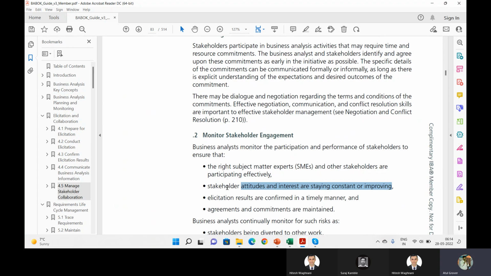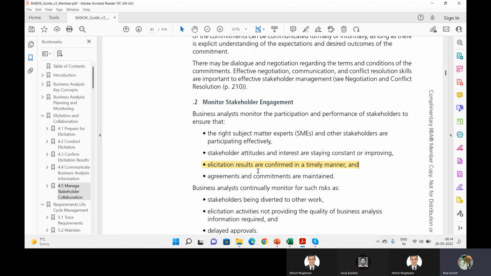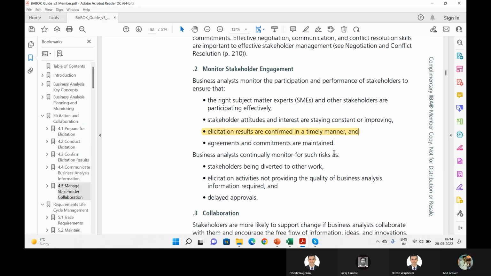The biggest benefit of this particular thing is that allocation results are confirmed in a timely manner. And finally, agreements and commitments can be maintained. And what highlights if it is diverted from the work? Allocation activity is not providing the quality of business analysis information as required.